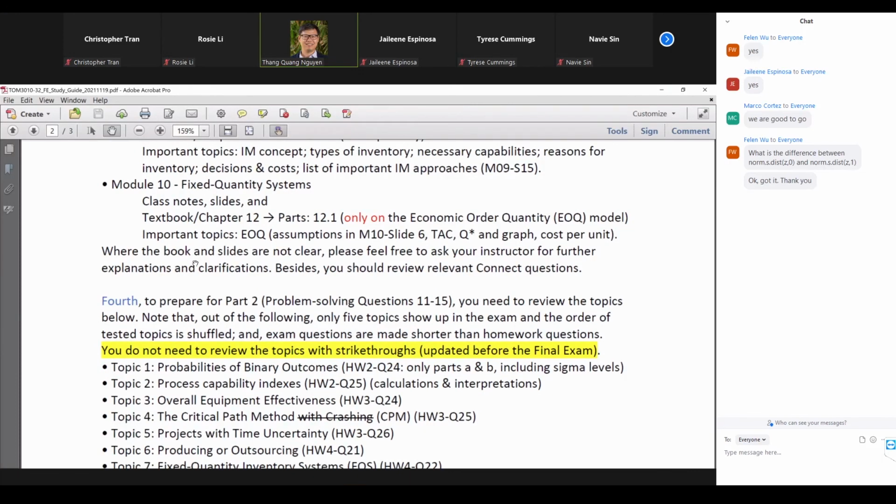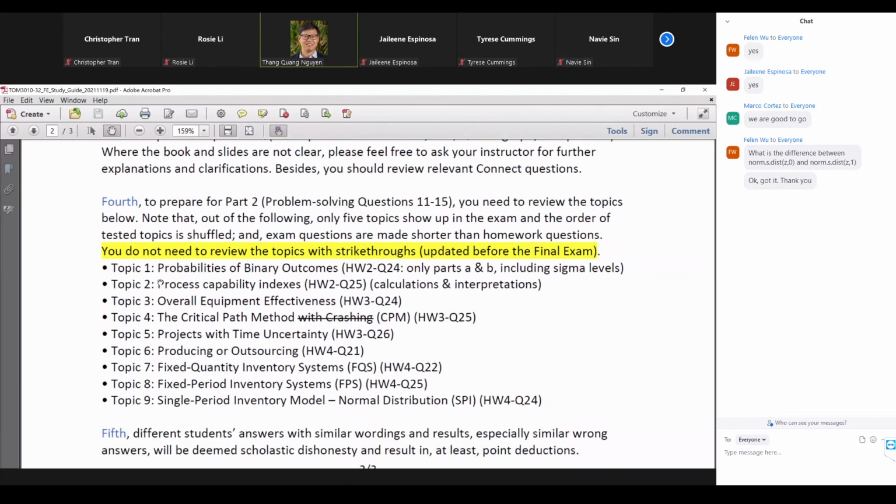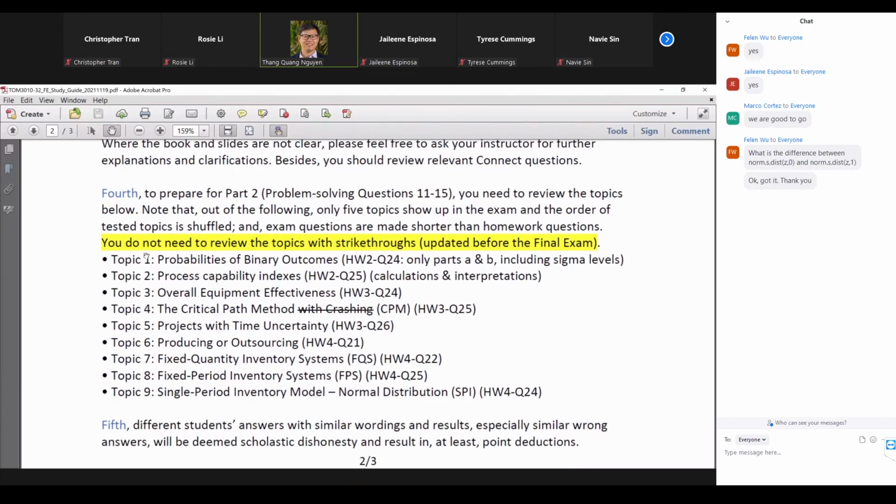Modules 11 and 12 are covered by the problem solving questions, right? So for the 5 problem solving questions, you need to review these 9 topics. It sounds like a lot, but actually some of them are very easy. For topic number 1, you don't need to do the complex part, only part A and part B. Just be careful about topic 1. You don't need to do part C. Part C is more difficult. You only need to do A and B.